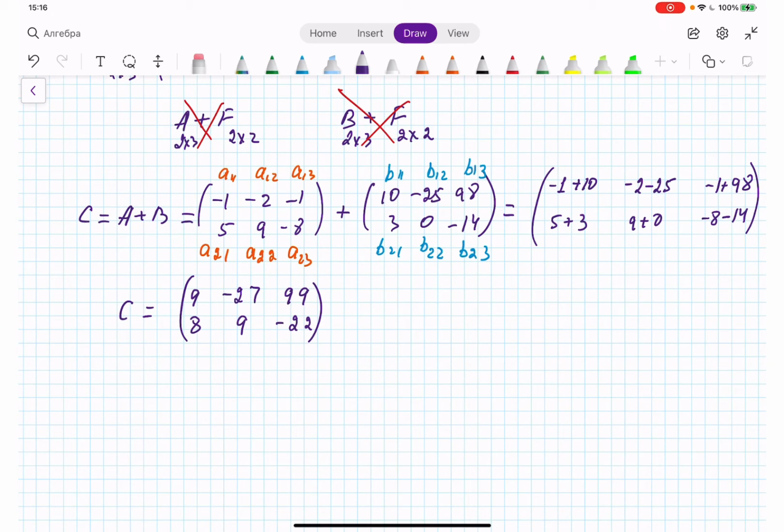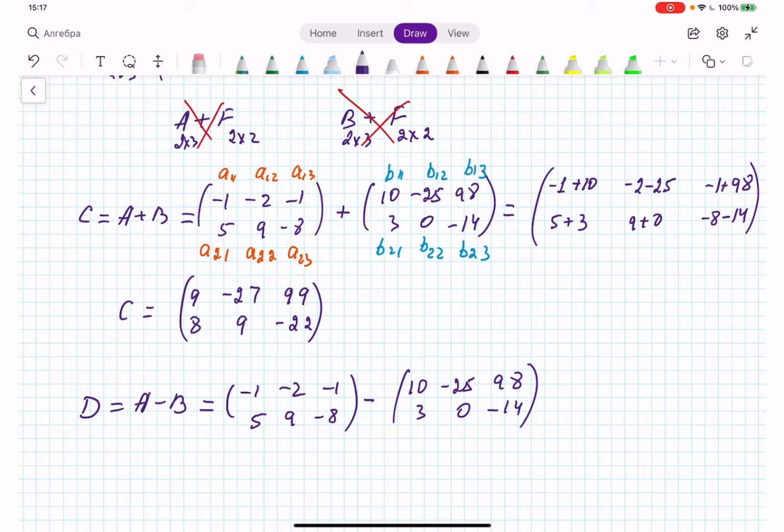Same two matrices, A and B, but we are doing subtraction. So D is equal A minus B. Exactly same principle. So we are doing -1, -2, -1, 5, 9, -8, minus 10, -25, 98, 3, 0, -14. And the result is going to be equal.